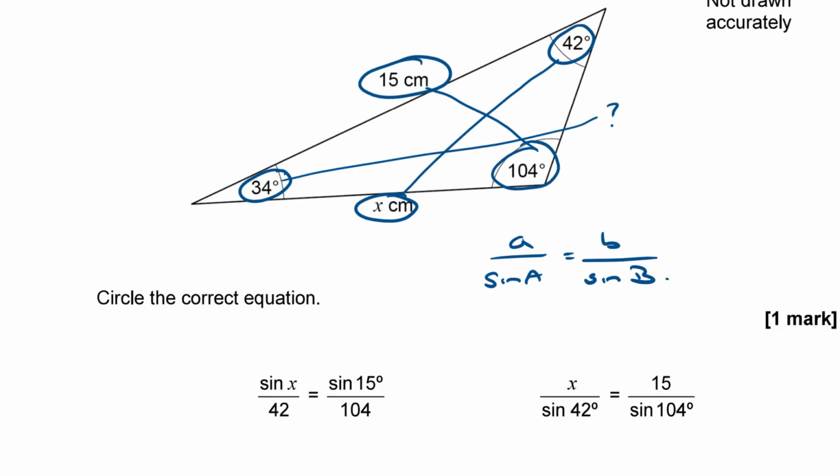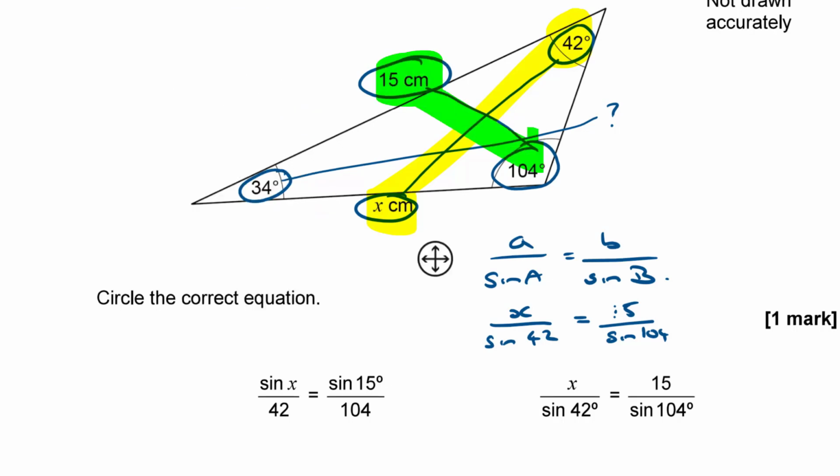So let's sub in for x. Putting my x on the top over the sine of the angle opposite to x, which is sine 42, and that is going to be equal to my other pair, 15 over sine 104. So opposite pairs: that one goes with that one, and that one goes with that one. My x over sine 42 is that pair, and my 15 over sine 104 is over that one.